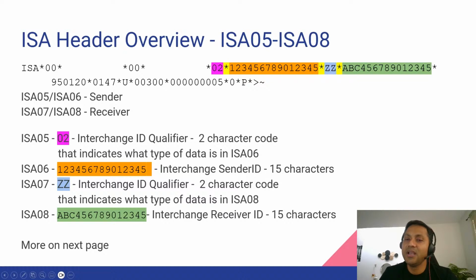Now you and a trading partner also have to decide which qualifiers and IDs to use. Some standard qualifier codes exist, and we'll see them in the next slide, but you can also use a user defined custom qualifier if both parties, sender and receiver, agree to it. So as I mentioned, ISA 05 and 06 make the sender qualifier and the sender ID, and ISA 07 and 08 consist of receiver qualifier and receiver ID. Qualifiers are always 2 characters. IDs must always be 15 characters. If anything is less than 15 characters, you need to pad it with spaces on the right side. That's the summary.